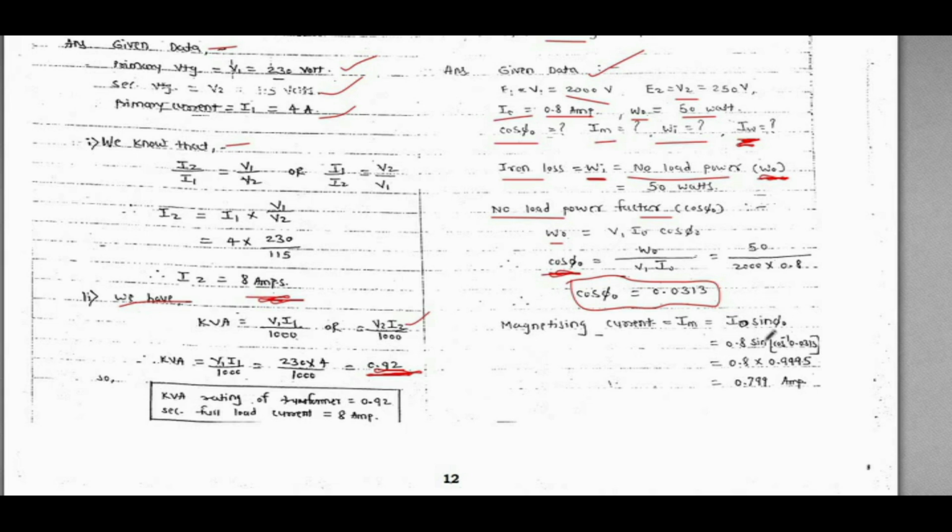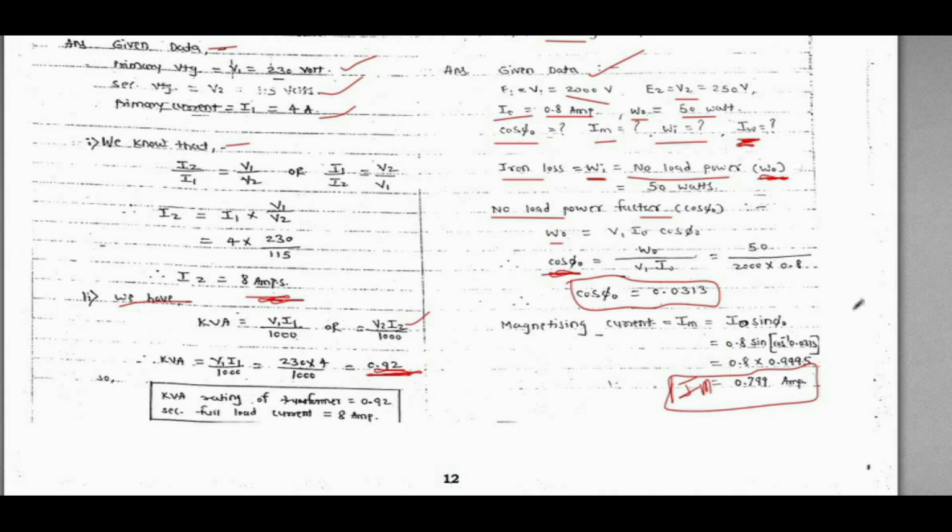I0, the no-load current, is given here as 0.8, with cos phi 0. First calculate phi 0, and then take the sine of that angle, and you will get the magnetizing current Im. Hence your answer is 0.799 ampere. Magnetizing current is equal to 0.799 ampere.